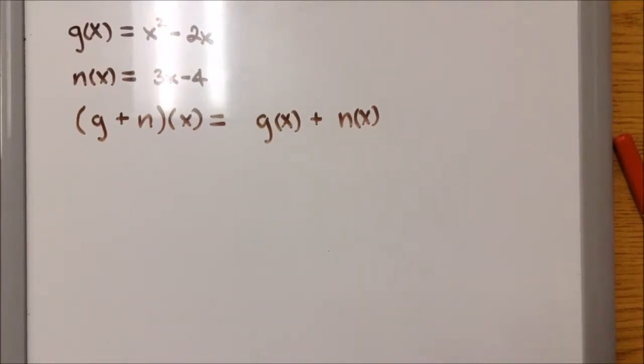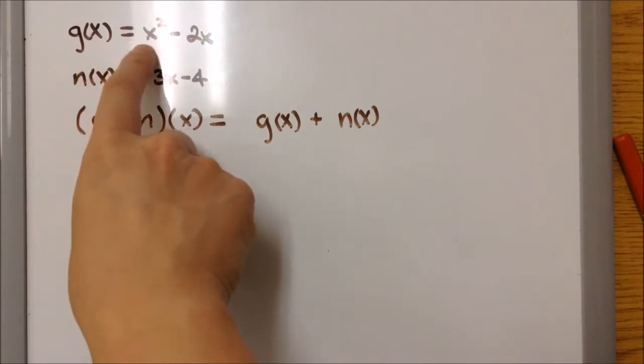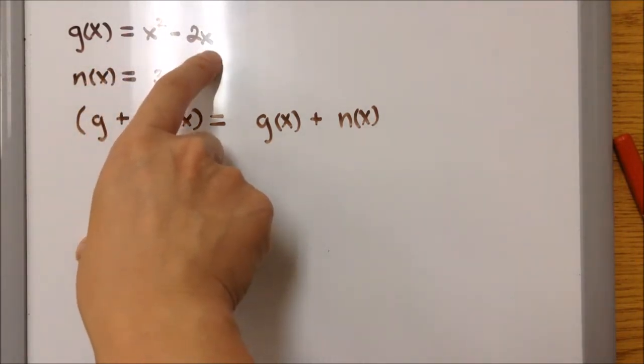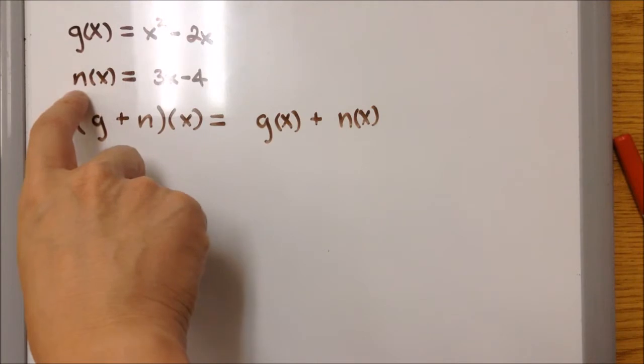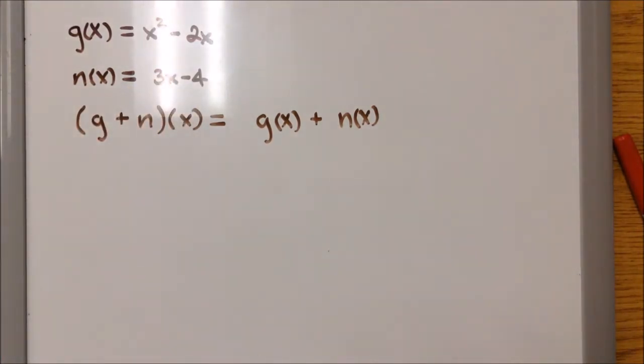In this second set of functions, we have g of x equal x squared minus 2x. Our second function is n of x equal 3x minus 4. So we're going to do the same process with the same four basic functions: adding, subtracting, multiplying, and dividing.